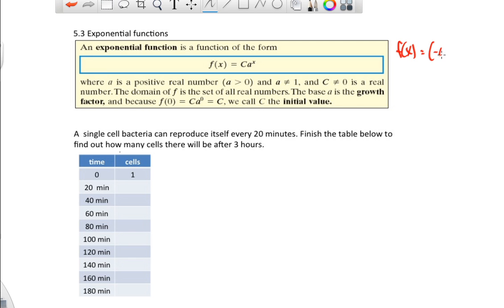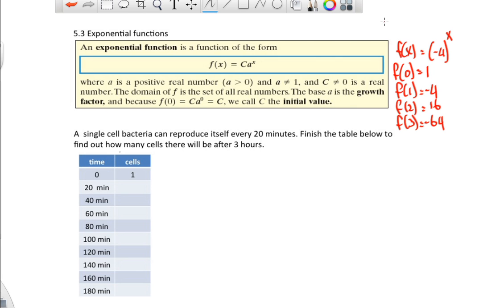Let's say I had a base of negative 4. If we plug in 0, we get 1. If we plug in 1, we get negative 4. If you plug in 2, we're back on the positive side. And if you plug in 3, you're back on the negative side. So if you were to look at this graphically, you're zigzagging here. That's not really a function, at least not what we'd like to see in this case. So it cannot be a negative base.